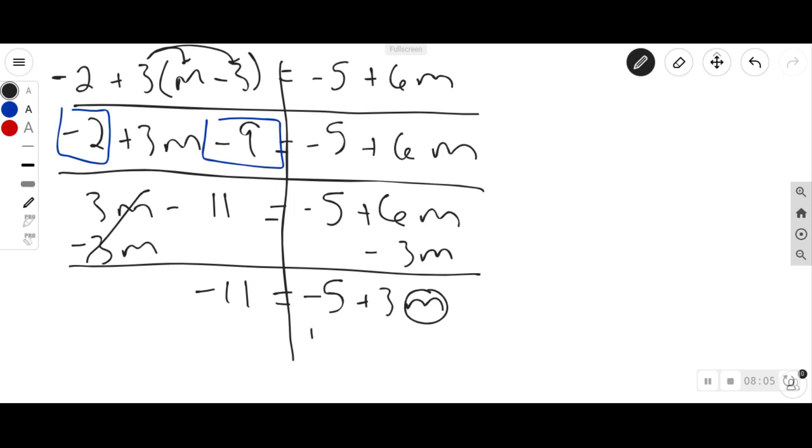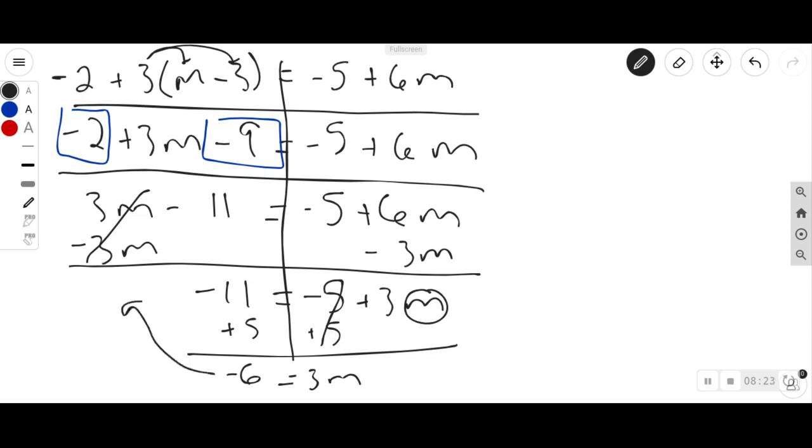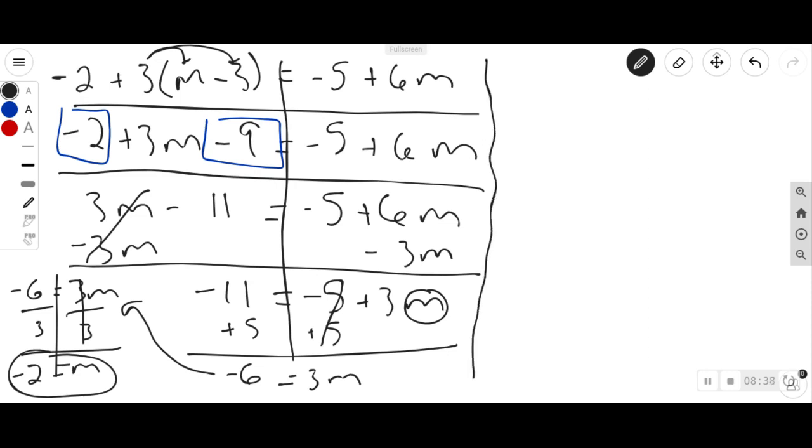Now I've got a two-step, so I'm going to add the 5. So I still have my 3m. And then -11 + 5 is going to give us -6. So then, let me just sort of move it over here. So -6 = 3m. I'm going to divide by 3. So m = -2. So there's our answer. Let's sort of just separate here for our check.